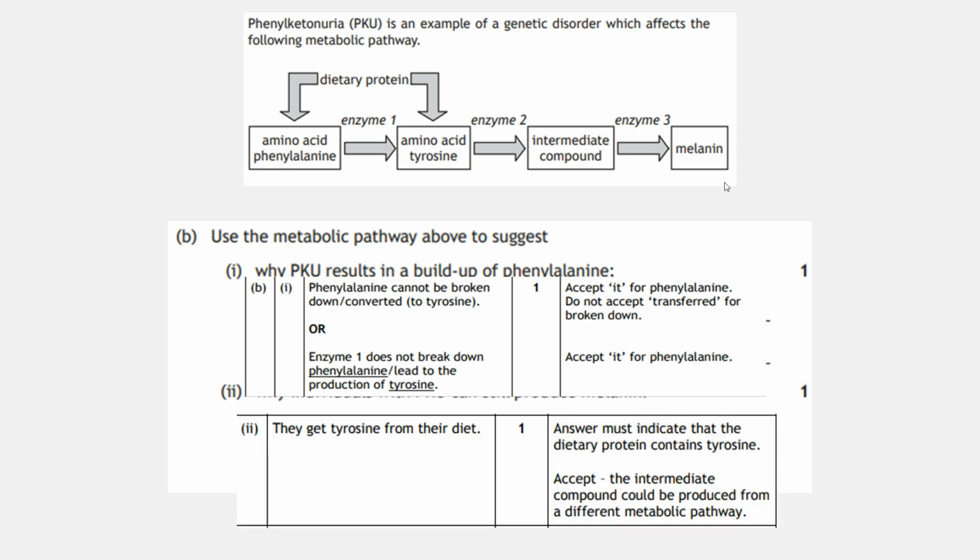So part 2, why can you still make melanin? It's because you can still get tyrosine from their diet. Okay, we're told that these are both dietary proteins, which means that both can still be consumed. As long as you still consume tyrosine, the rest of the pathway can continue, as it's only enzyme 1 that is affected.